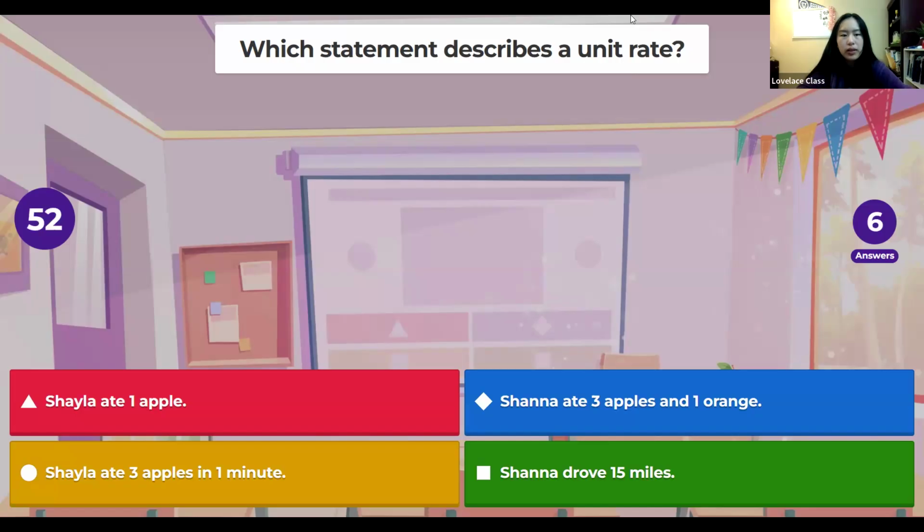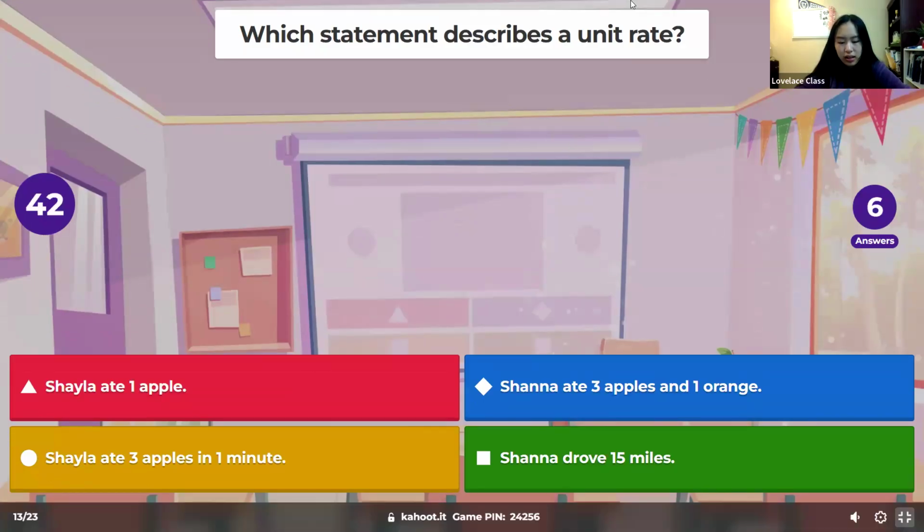Oh, is my screen still frozen right now? Is this good? Is this okay? Hopefully it's not, but if it is, just let me know.